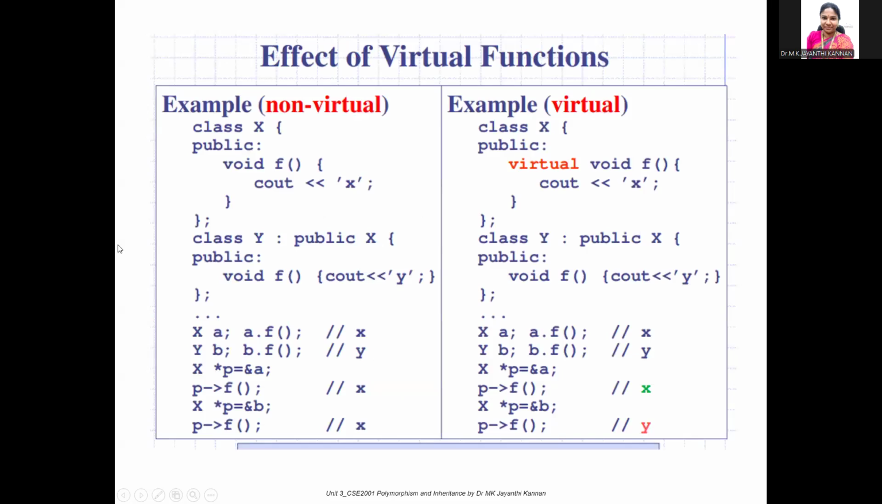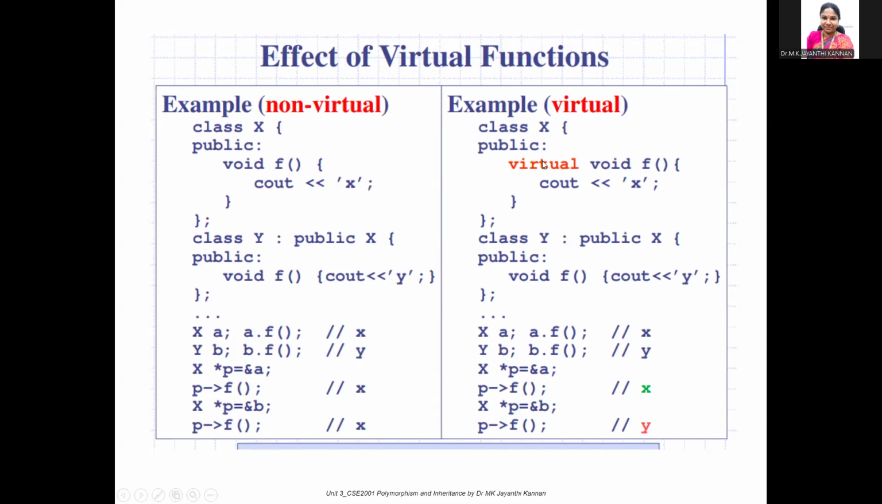Say for example, we are taking class X and class Y. X is the base class, Y is the derived class. We have the function called f in the base class as well as in the derived class. Here we are not using the keyword virtual, but in the case of a virtual function, we are using the keyword virtual. When we execute without virtual, the object of the base class a.f will display the x value, and b.f will display the y value. Again, if you use the pointer p.f, it will display the x value. Again, it will display the x value.